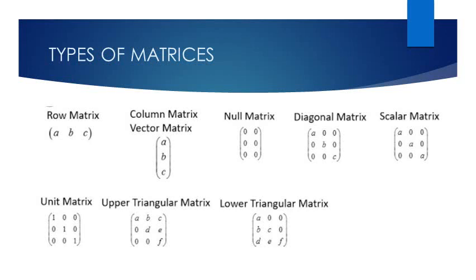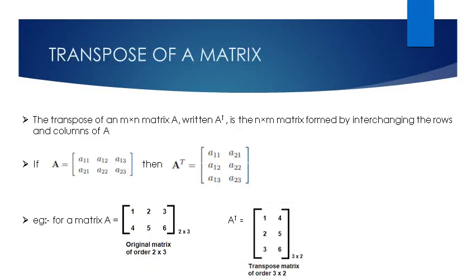Next, lower triangular matrix. If in a matrix all the elements above the diagonal are 0, then it is lower triangular. In the upper triangular and lower triangular matrices, if the lower elements are 0, then it is an upper triangular matrix. But if the upper elements are 0, then it is a lower triangular matrix. Okay.